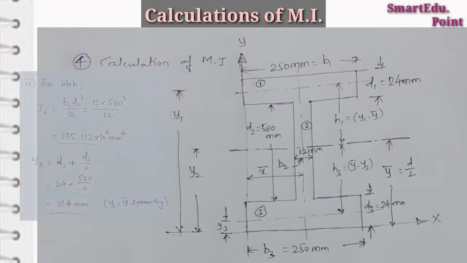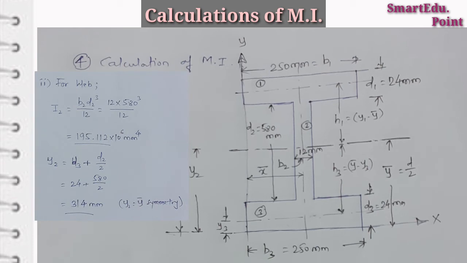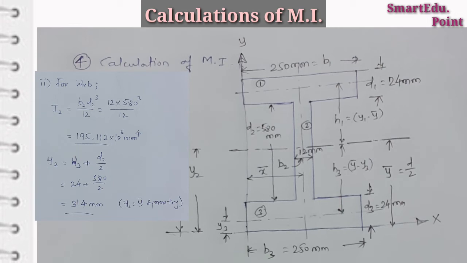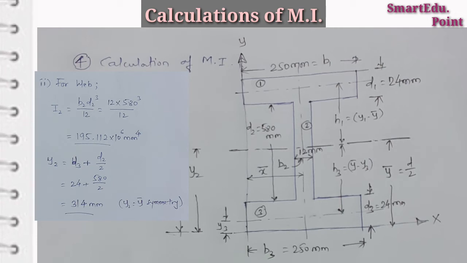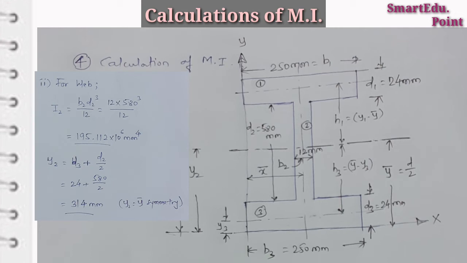For the second section, I2 or moment of inertia, Ixx for the second section or web part will be equals to b2 d2 cube divided by 12, where b2 is the width or thickness of the web portion, that is 12 mm, and d2 will be the depth of the web portion, that is 580 mm, divided by 12. It will give 195.112 into 10 raised to 6 mm raised to 4.